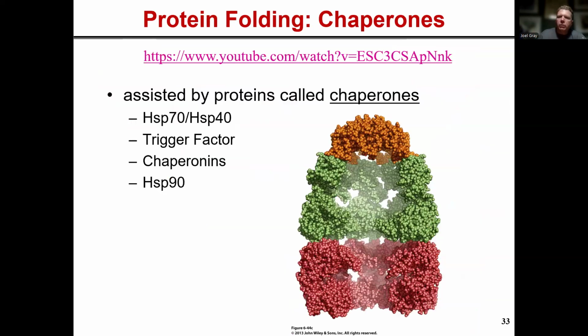Now, there are molecules known as chaperones, commonly known as molecular chaperones, and these are proteins that help proteins fold. Some examples are HSP70/HSP40. HSP is a heat shock protein, trigger factor, chaperonins, and HSP90. Now, these are protein complexes that basically take a partially folded or an unfolded protein and help it fold into the right configuration.